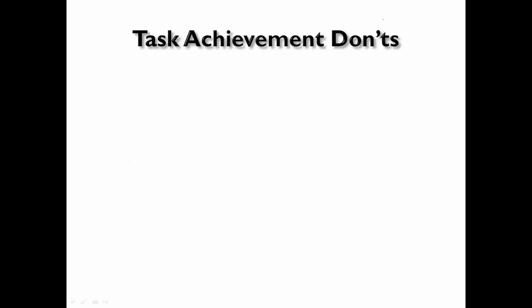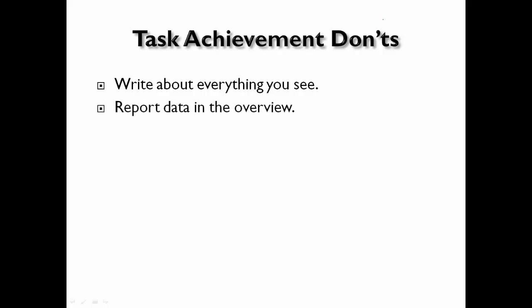So things that you shouldn't do. You shouldn't write about everything you see. Remember, the language that they use is key features, the most important things. So if you just write about every single piece of data, then you will get a low score because you haven't picked out the most important stuff. The next thing you shouldn't do is you shouldn't report any data in your overview. Your overview is just generally what's happening. You're not talking about any data. Your data comes later in your details paragraphs. So if you write data in your overview, it's not effective, you get a lower mark. If you report the wrong data or inaccurate data, of course you haven't answered the question correctly.